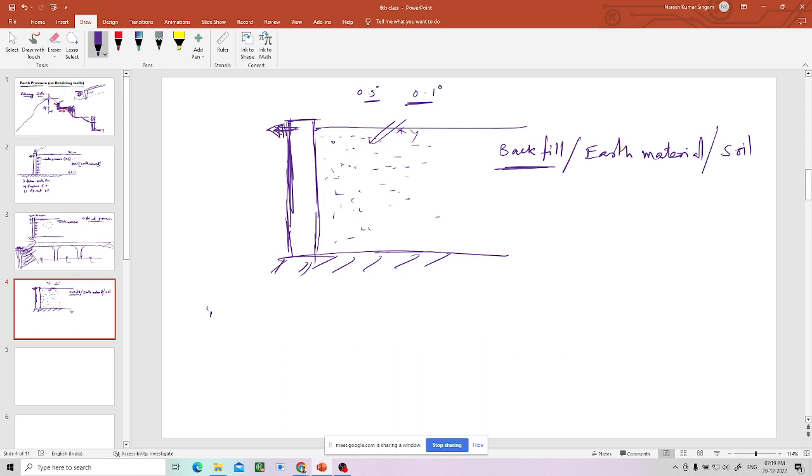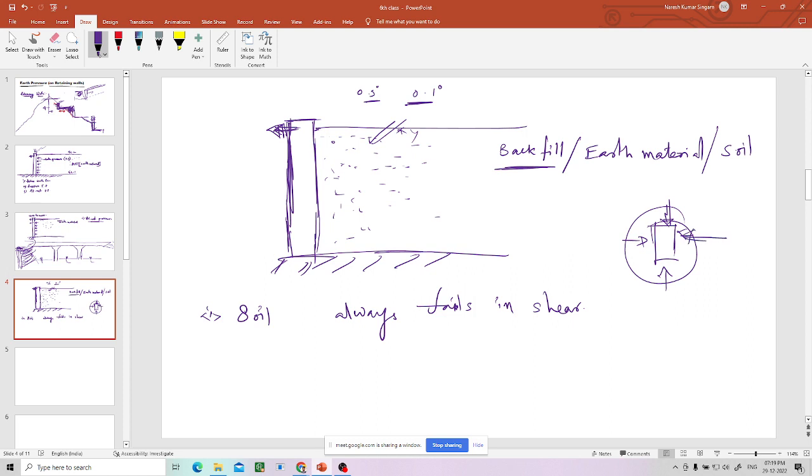See, one thing you should remember, that soil will always fail. We are talking about that soil always fails in shear. Whenever you take some soil sample, if you apply compression from all around, it will not fail.